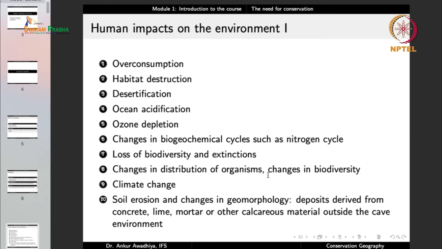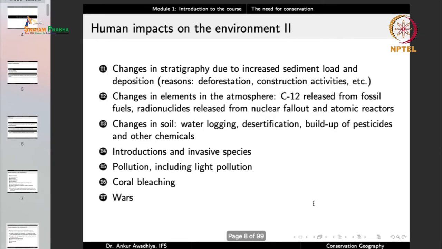Loss of biodiversity, extinction of biodiversity, changes in distribution of organisms, and in this case we saw changes in distribution because of climate change, and changes in distribution because of the spread of invasive species. We are observing changes in biodiversity. We are observing soil erosion, changes in geomorphology, changes in stratigraphy, changes in the elements in the atmosphere, changes in soil because of things like waterlogging, desertification, buildup of pesticides and other chemicals. Now, because of all of that, the soil is dying out. The organisms in the soil are dying out. Introductions of invasive species like lantana, pollution including light pollution, coral bleaching and wars.